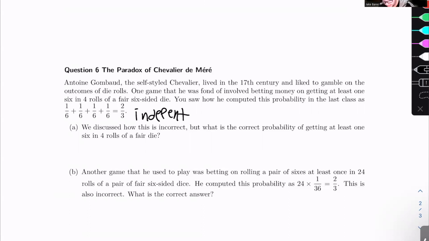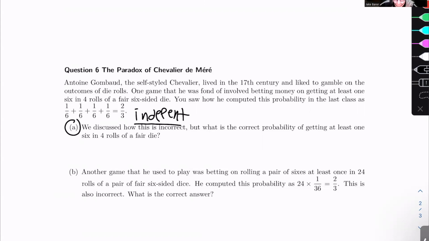And two events being independent means they have no bearing on each other in terms of their probabilities. So the probability of the first roll being a 6 doesn't mean anything in terms of the second, third, or fourth roll being a 6. So we can use this fact that they're independent to calculate the correct probabilities with slightly different math. So to look at this first part, we discussed how it's incorrect.